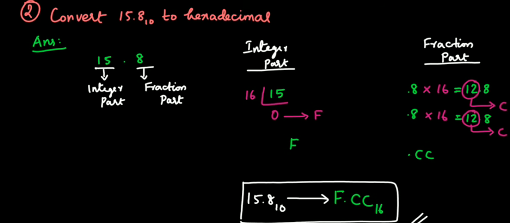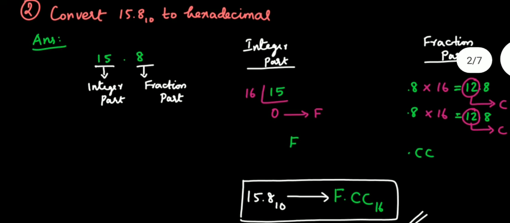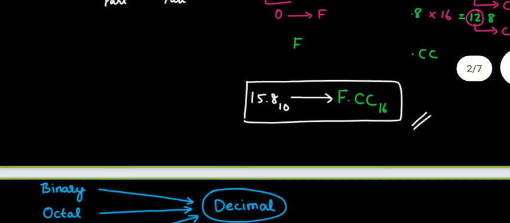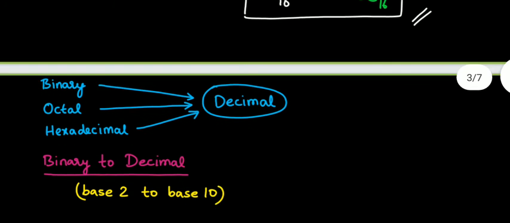12 means C. If you continue this multiplication further, what will you be getting? CC like that. So I just stop here. .CC is the fraction value. So what is the final hexadecimal value? F.CC is the hexadecimal number for the given decimal number 15.8. I hope you understand these problems.